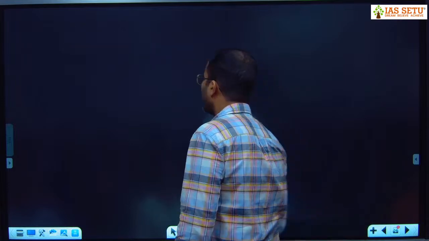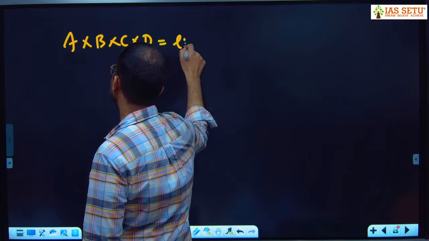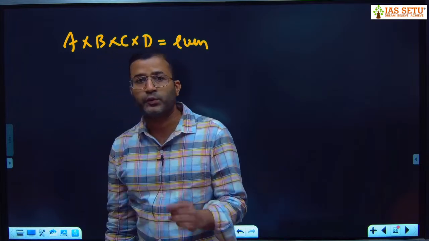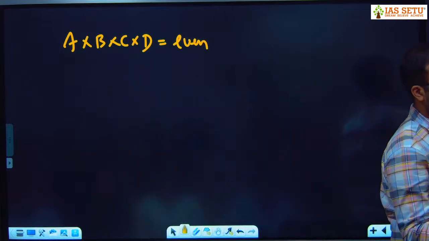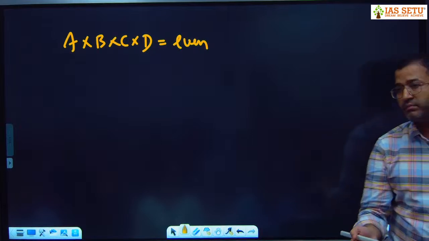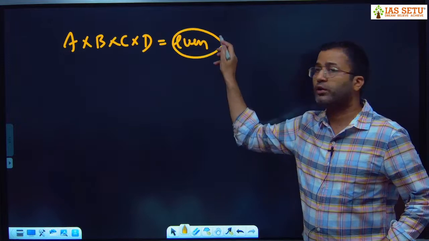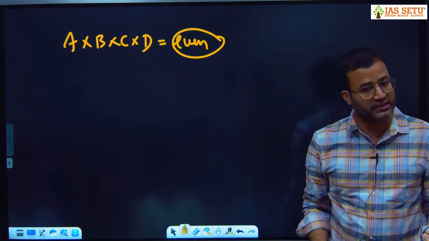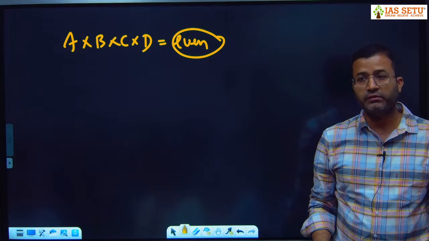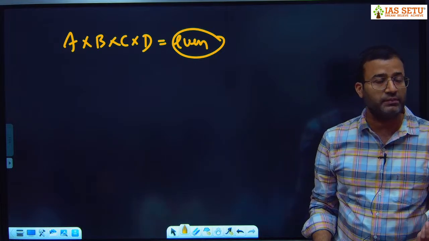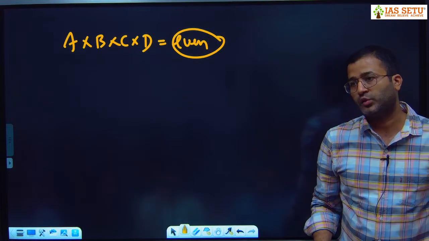But if I say A into B into C into D is equal to even, then our response will be that at least 1 out of these 4 is even. At least 1; all four could be even, 3 numbers even, 2 numbers even, but at least 1 number is even, otherwise this even product is not possible. Is this clear? Maybe A alone is even, or B, or C, or D, maybe A and B even, A and C even. There are many possibilities, but we can't conclude.